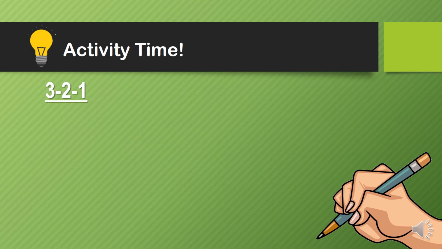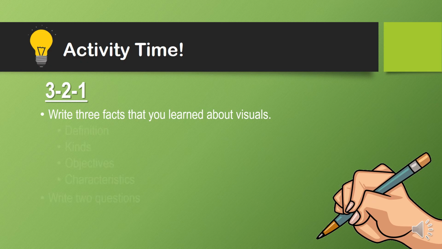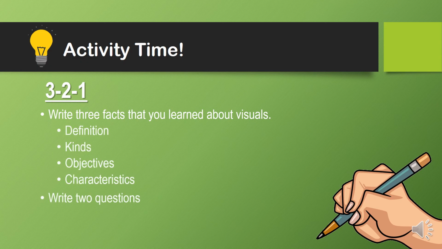Now that you already know the definition of visuals, kinds of visuals, objectives of visuals, and characteristics of visuals, I want you to get a quarter sheet of yellow paper. Here's what you're going to do. First, write 3 facts that you learned from the topics discussed. Second, write 2 questions about the topic. Lastly, write 1 opinion about visuals.